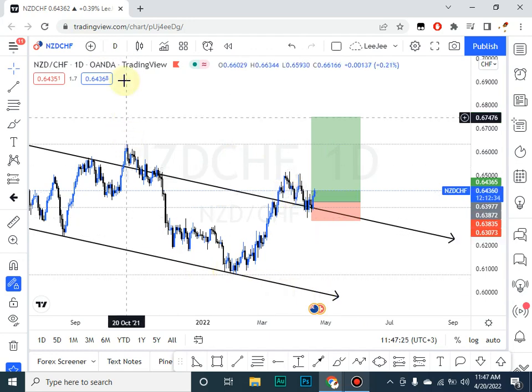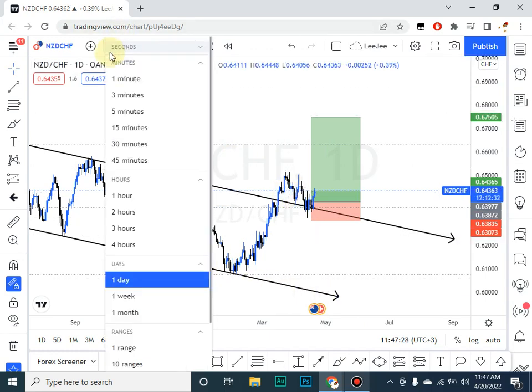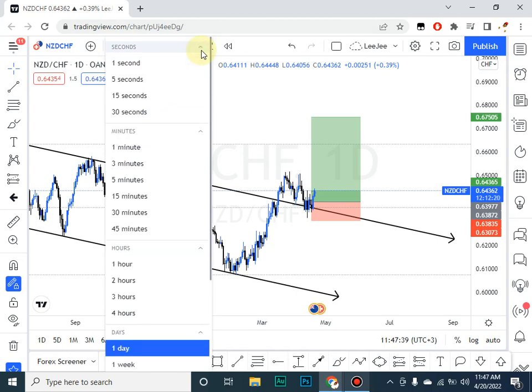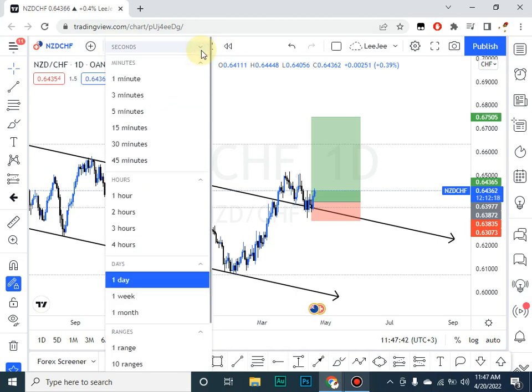We have different time frames. We have yearly, monthly, weekly, 4-hour, 3 hours, 2 hours. We also have 1 minute, 1 second, but we're not going to deal with that. Currently we're just going to use the weekly, daily, 4-hour, 1 hour, 15 minutes, 5, and even the 1 minute time frame.